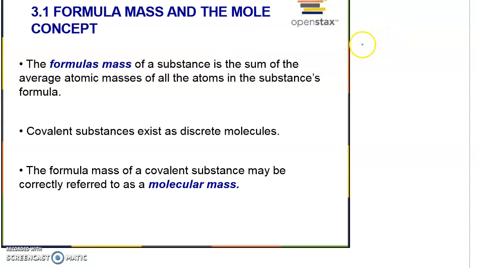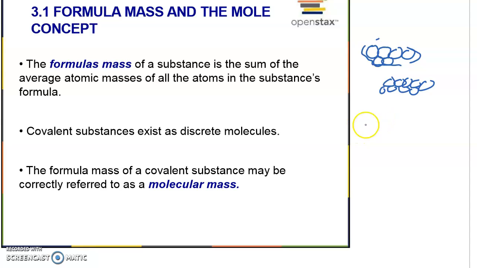For example, as for metal, a piece of metal actually is just a collection of metal atoms. We cannot say here is one molecule. No, we cannot say that. For example, if we break up this piece, then we have two pieces of metal.